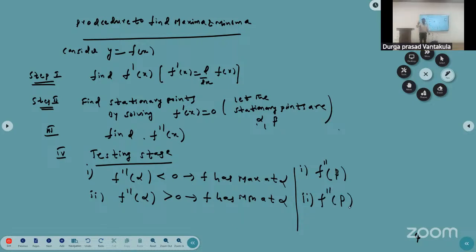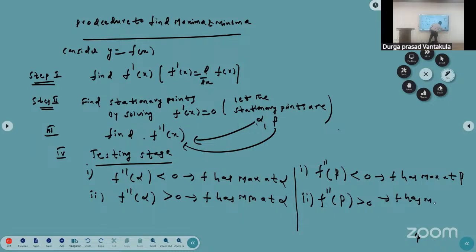Here we have two stationary points. Not only alpha, we have one more stationary point. What is that? Beta. When you substitute beta in the second derivative, it leads to two conditions. What is that? One is negative, another one is positive. When it is less than zero, the function has maximum at beta. When it is greater than zero, f has minimum at beta.